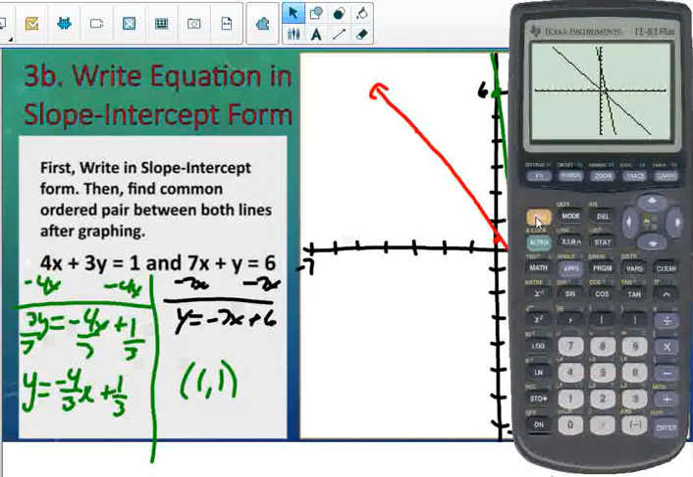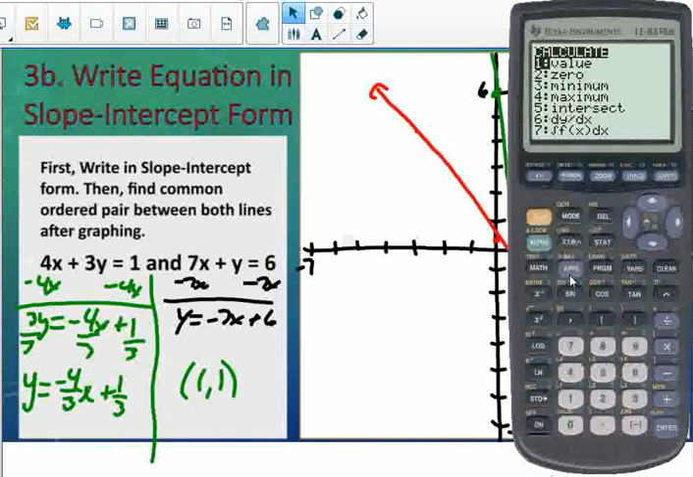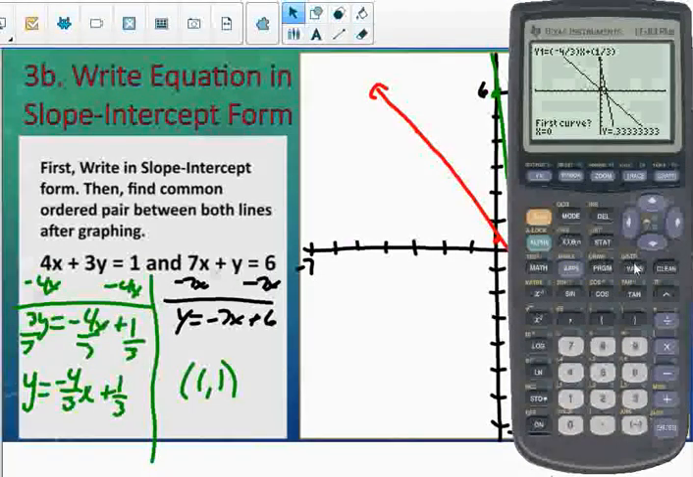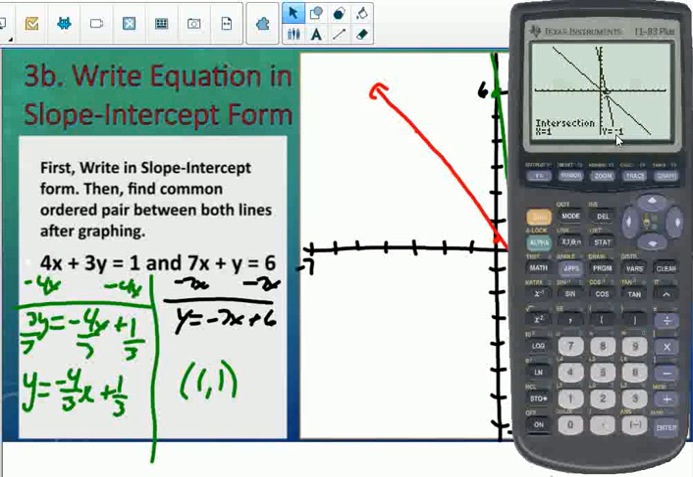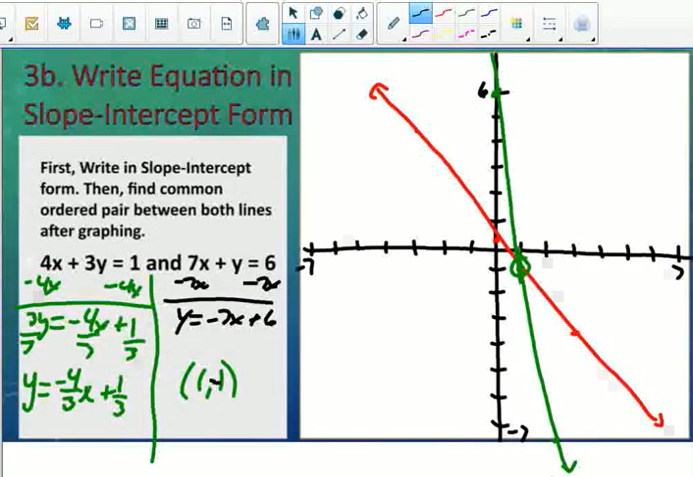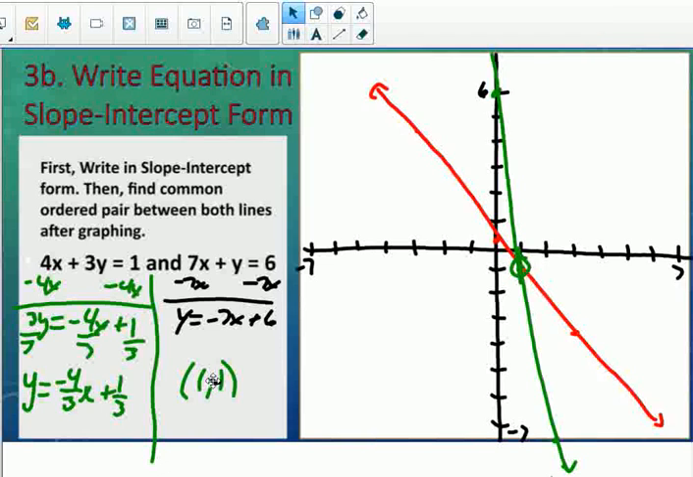Now to find the intersection point, I hit second, trace, and I'm looking for number 5, intersect. Hit 5 and you'll see a blinking cursor, that's for that first line. I hit enter. The second curve, it's giving us the y-intercept right there. I hit enter. Guess just tells us, okay, yes, I want those two lines, see where they meet. And where they meet, 1 and negative 1. And on ours, I forgot to put the negative 1 on my y-axis. So this is 1, negative 1. That's a way you can always check with your calculator.